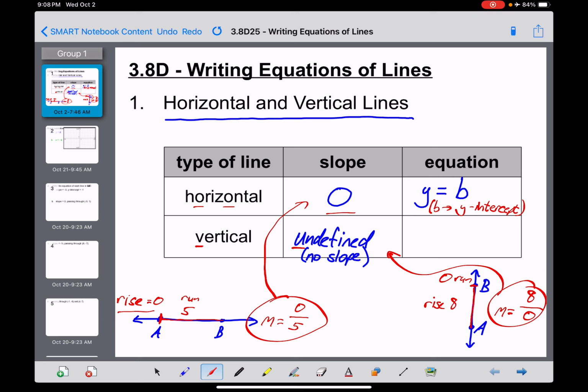So what's unique about the equation of a horizontal line is it is simply y equals a constant, like y equals 7 or y equals -2, but there is no x to be found in that equation. Again, later on, we'll see that illustrated.